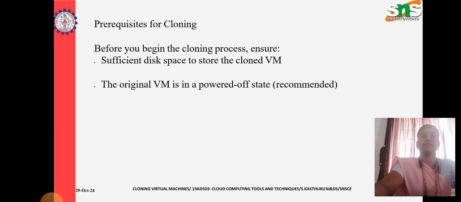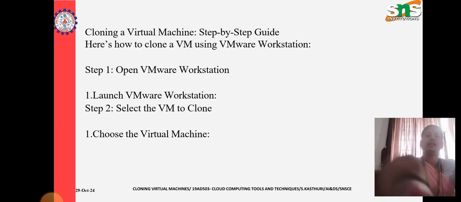Cloning a virtual machine, step-by-step guide. Step 1 is open VMware Workstation. Launch VMware Workstation, open the application on our host machine. Step 2, select the VM to clone. Choose the virtual machine. In the VMware Workstation library, locate and select the VM we wish to clone.